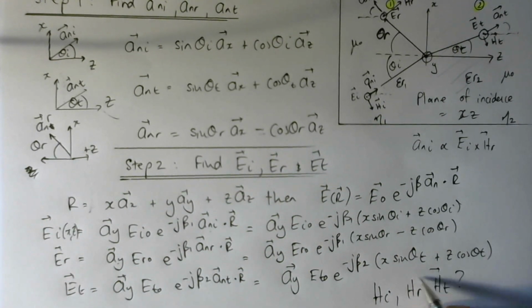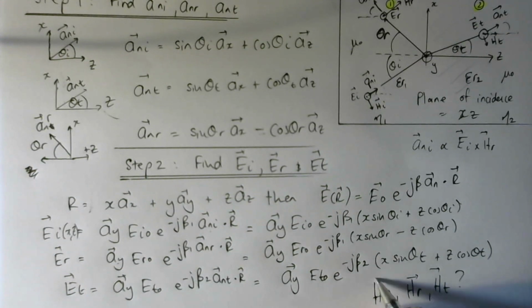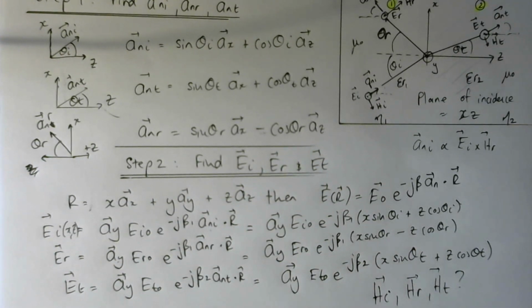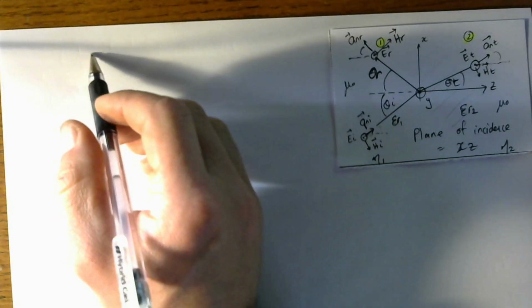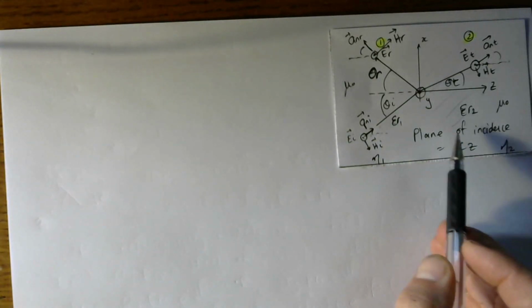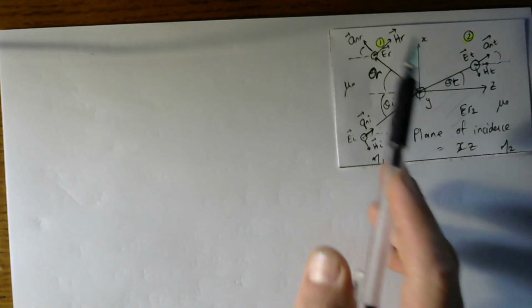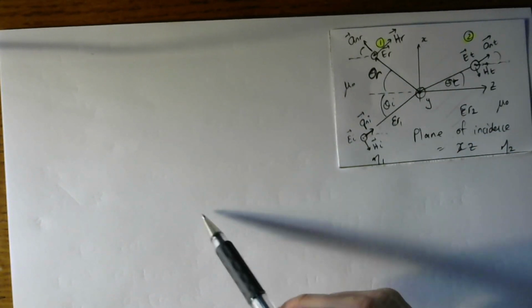What are these? Remember your vector signs over here. What are these vectors? The magnetic field vectors. How can I also find them? And that should be pretty simple. Okay guys, so now we're going to find the magnetic field vectors. We already have our electric field vector expressions. Let's find our magnetic fields.